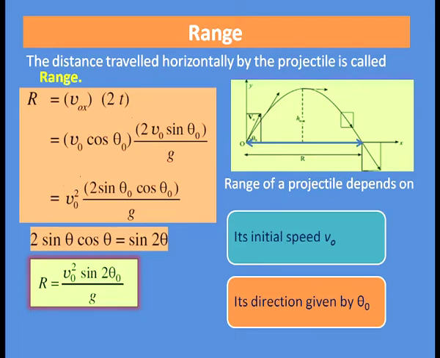Here you can see that the range of a projectile depends upon its initial velocity v 0 and its direction, that is given by theta 0. So, these are the two factors upon which the range of a projectile depends. Now, you can determine the angle at which a disc or a hammer or a javelin should be thrown so that it covers maximum distance horizontally. Alternatively, we can find out the angle for which the range will be maximum.